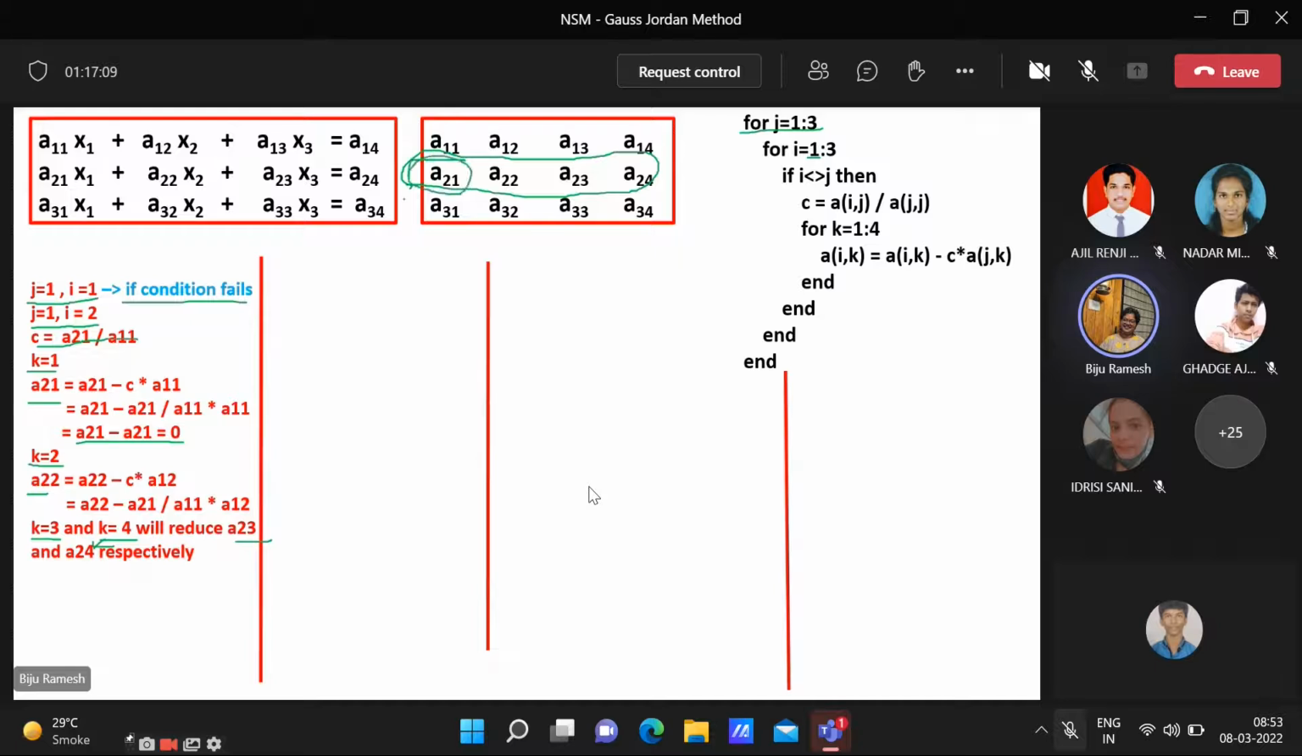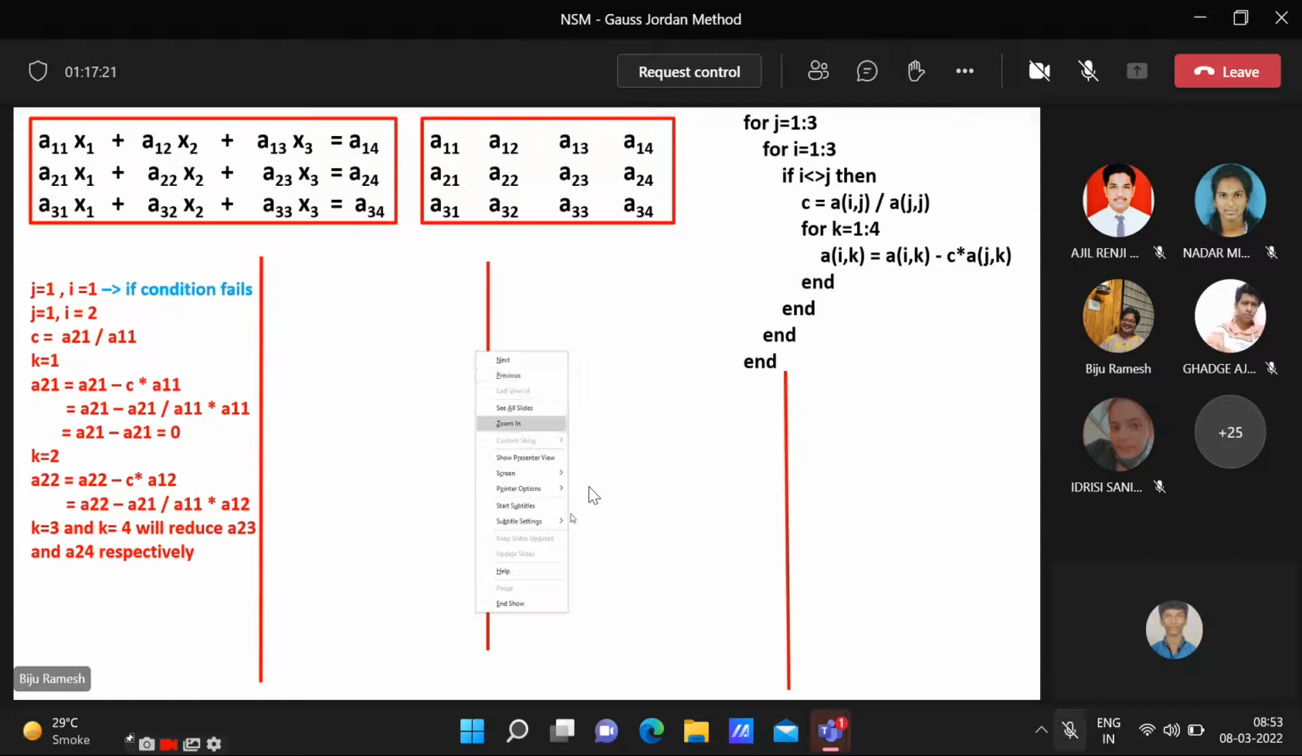This A20 will be reduced to 0. Some value will be there. Did you all understand, everybody? First loop. Did you all understand? Yes, ma'am. Now we go for the second loop.